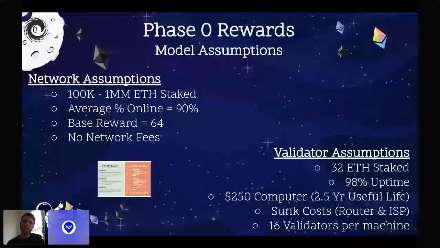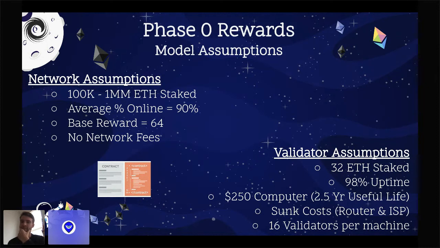So let's talk about the graphs that we're going to look at and what the assumptions are. At the network level, the assumption is that there is between 100,000 and 1 million ETH staked. The average percent online for the model we ran at 90%. The base reward is equal to 64. And ultimately, there are no network fees inside this environment because it is phase 0.